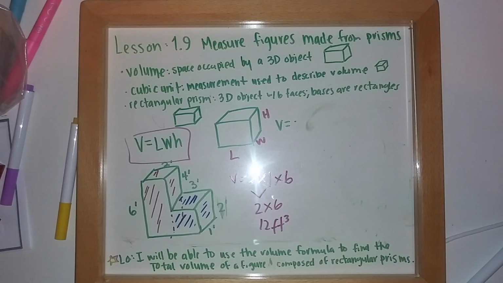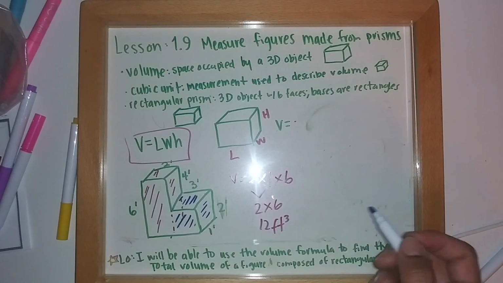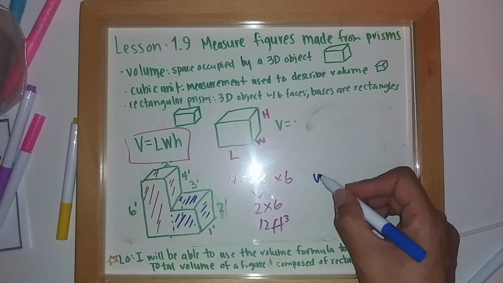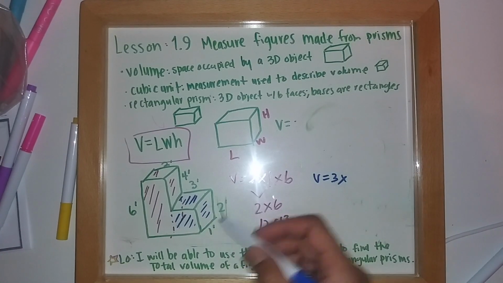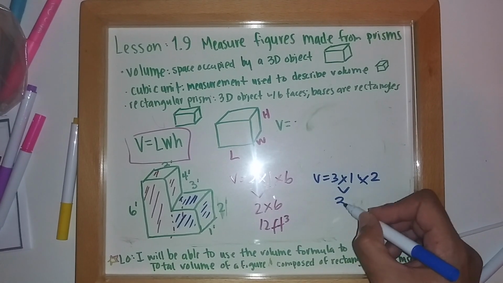And then with my blue one, I have this one right here, that rectangular prism. And so how long is it? Matches that one. So that's a 3. And then how wide is it is 1. And then how tall is it is 2. So in this case, I can do that.